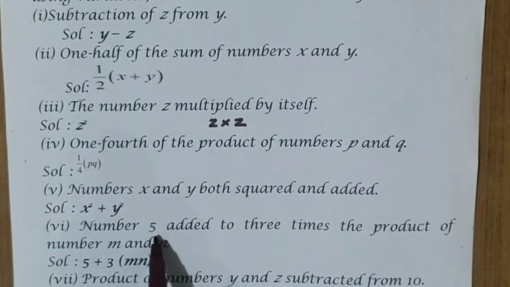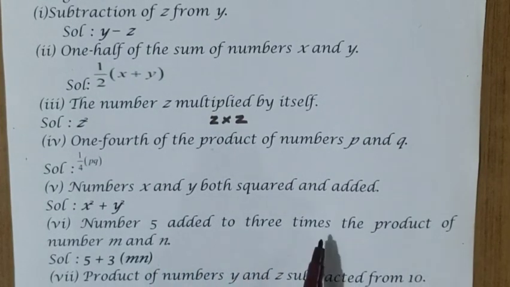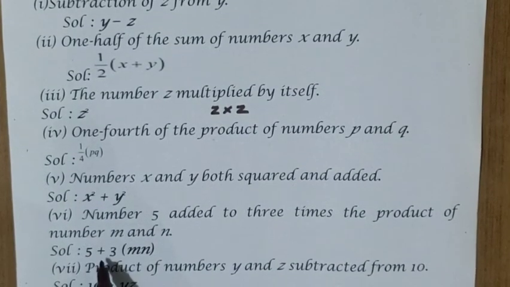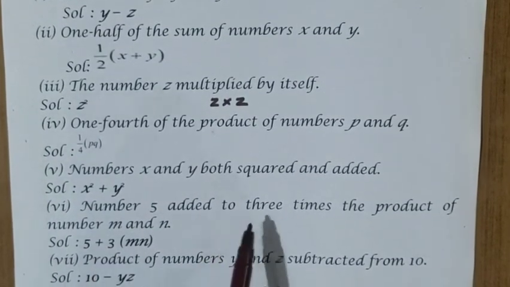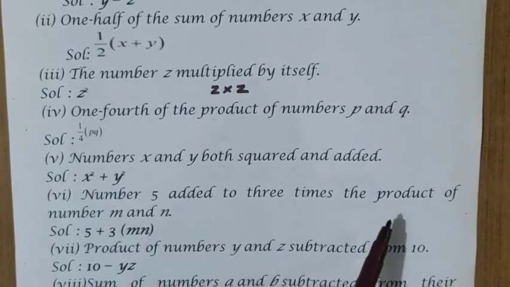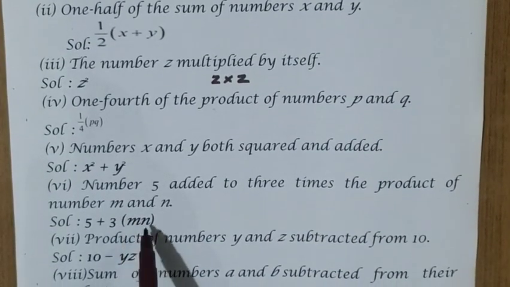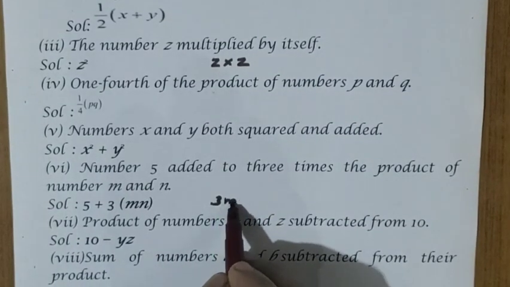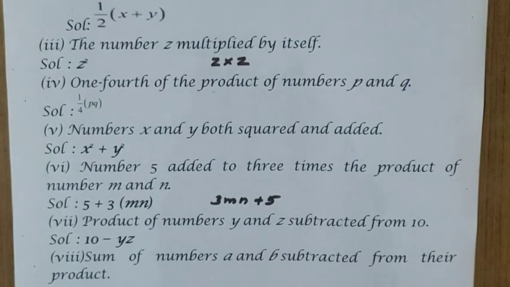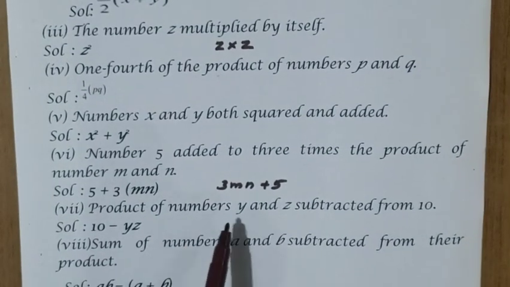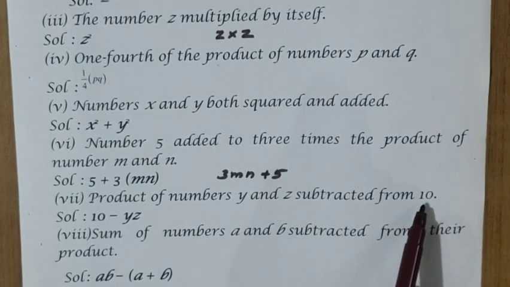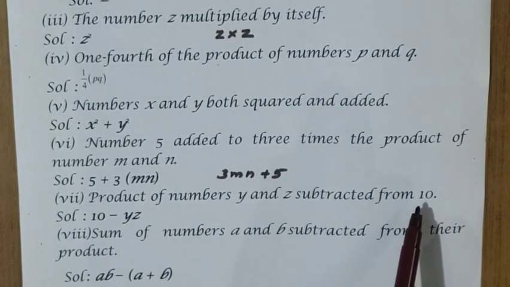Plus. Number 5 is added to 3 times the product of the numbers m and n. So the number 5 means 5 plus, added means plus, 3 times means 3 into the product of multiplication m into n. If you want to write 3mn plus 5, then also it is correct only, right? Okay, next, product of numbers y and z subtracted from 10. So 10 should be written first. From 10 only we are doing the subtraction.